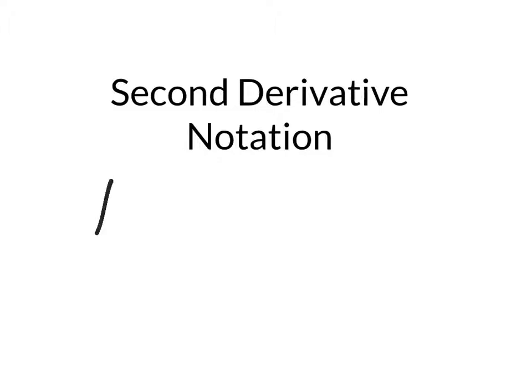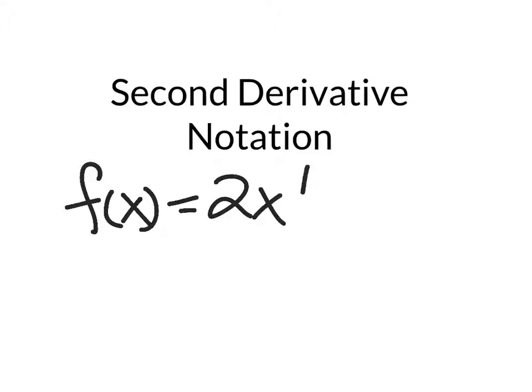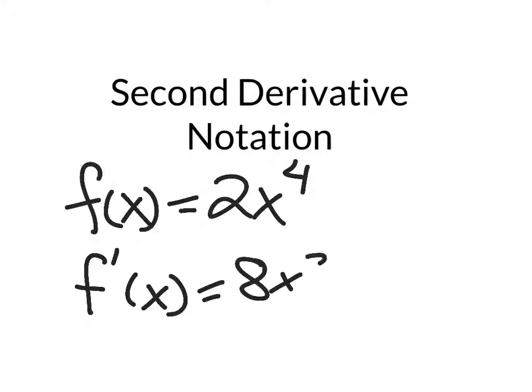So if f of x is, let's say, 2x to the fourth, then f prime of x, I bring the 4 down as a multiplicative factor, so I get 8x cubed. And now, if I wanted to keep going, I could take yet another derivative, and I would like to have a notation for that. So what I do is just put another prime on there.